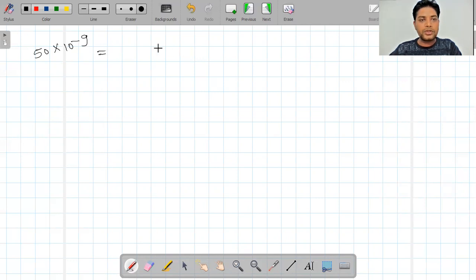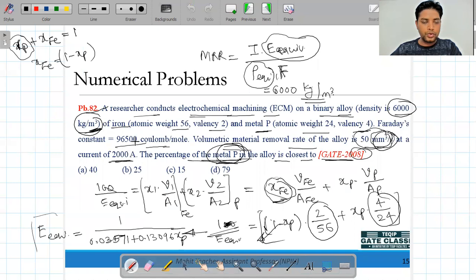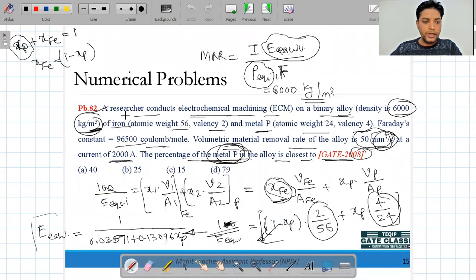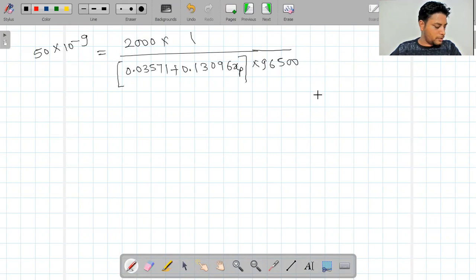So I is how much, sorry, I is 2000. So this will be 2000 into E equivalent, which will be equal to 1 upon this value, 0.03571 plus 0.13096 into xp. So this is the value of E equivalent upon F, that is 96500. Okay, and there is nothing else.